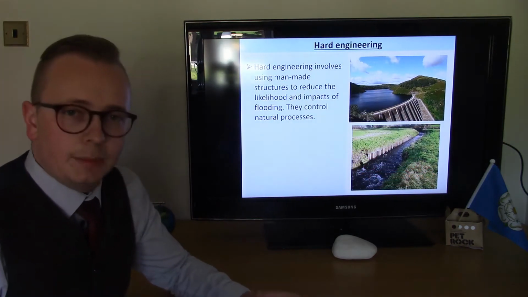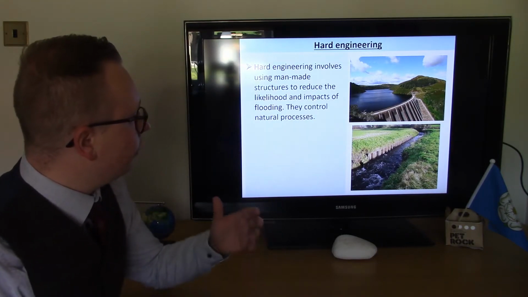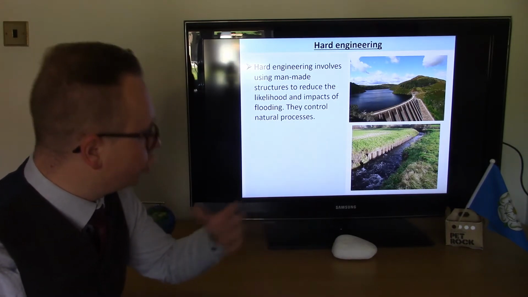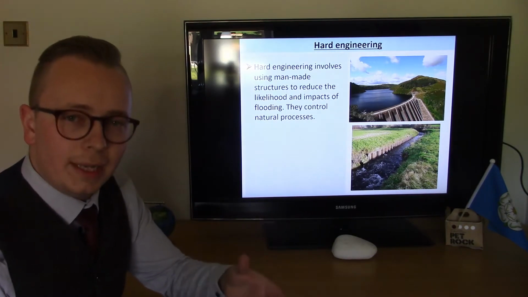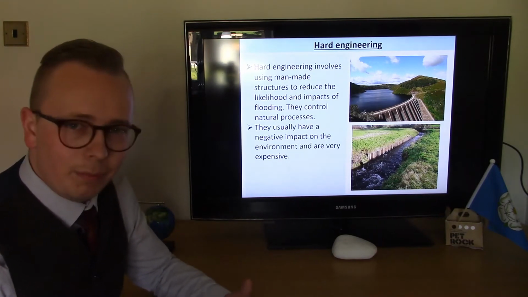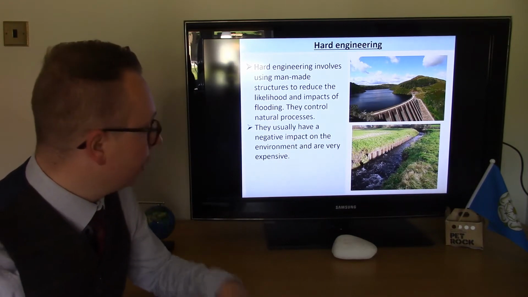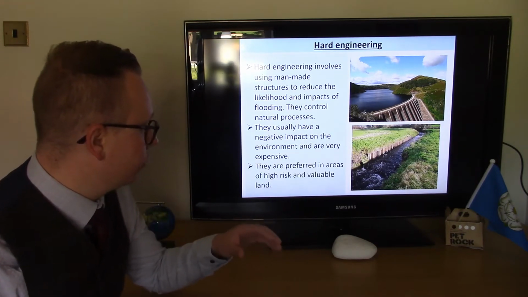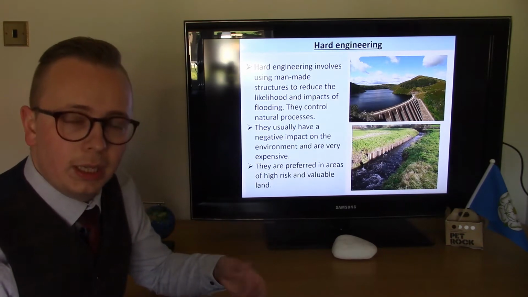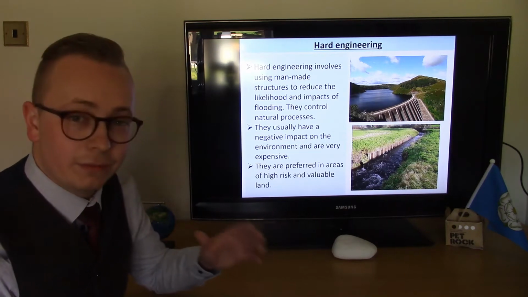So we've got two types, hard engineering and soft engineering. We're going to start with hard engineering. So this involves using large, often man-made structures that are going to try and reduce flooding. They control the natural processes. Now, they usually come with a big negative impact on the environment. They often don't look very nice, they're also very expensive. But they are preferred in areas where we've got a high risk of flooding to valuable land, so property, industries. This is the preferred method because it is very effective.